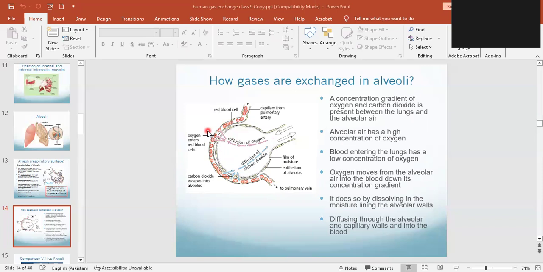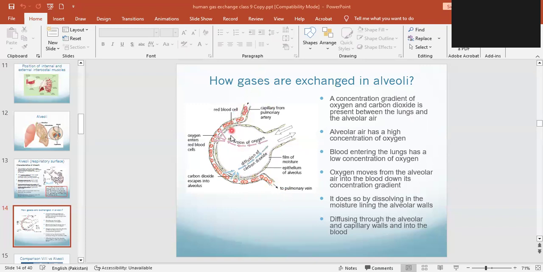Carbon dioxide has been removed. Oxygen is back with the red blood cell, right? And when it is done, this blood will go out of the alveoli, and the vessel which takes that blood back to the heart away from the alveoli is known as pulmonary vein.